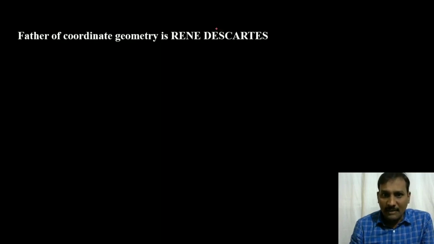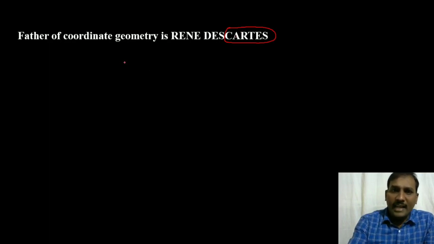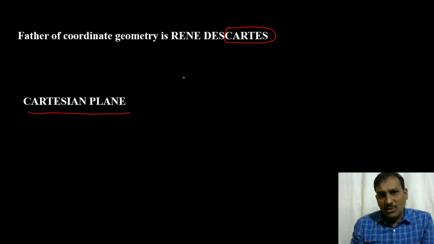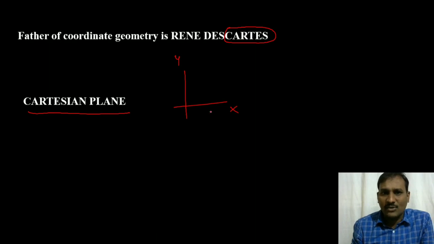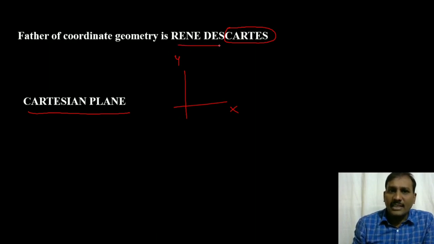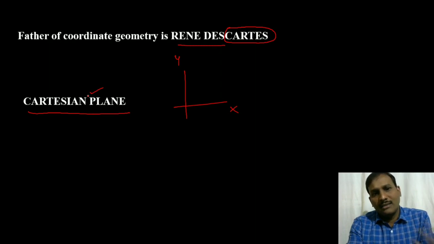On his name, they took the part of his name as Cartes and named the xy plane the Cartesian plane. Generally we have this x-axis and y-axis. This plane is called the xy plane. That plane is named after the mathematician René Descartes as the Cartesian plane. Okay, so let us recall what we have learned in our previous classes.